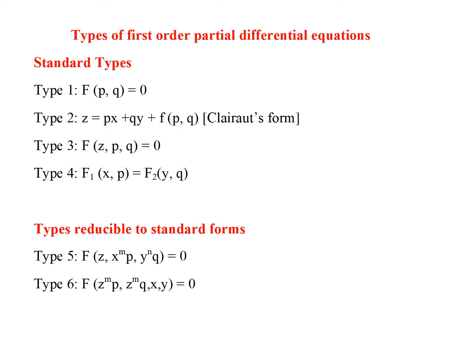First, we are going to learn how to solve first order partial differential equations. Before starting the procedures, let us have a look at the various types of the equations. Totally we have 6 types, where the first 4 are the standard ones and the 5th and the 6th ones are equations reducible to standard forms.